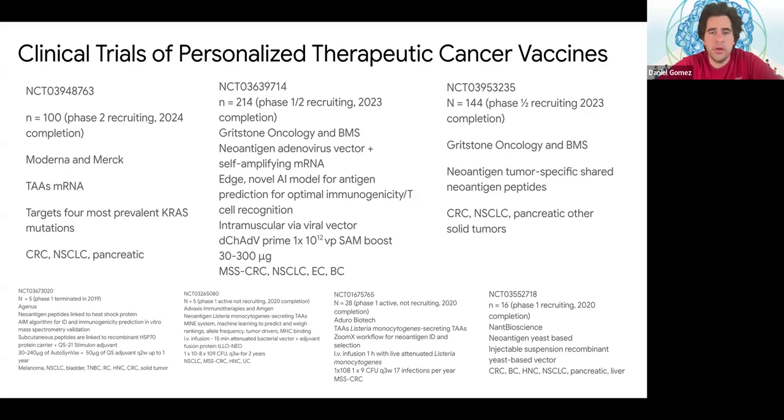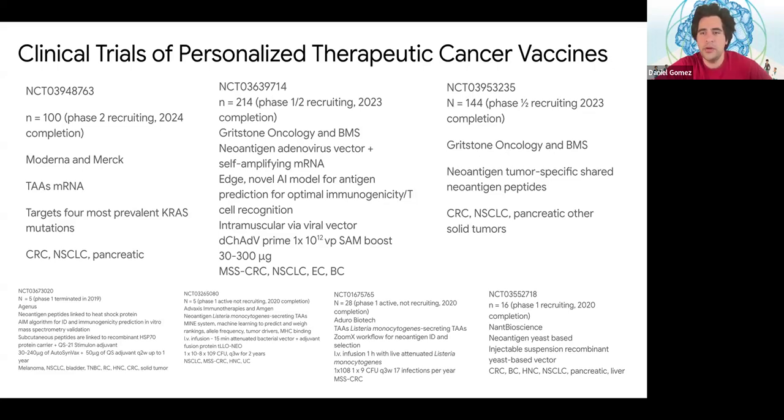vectors helping amplify mRNA, a novel AI model for antigen prediction, and optimal immunogenicity and T cell recognition, intramuscular via viral vector, using a ChAdV prime of 1 by 10^12 VP with a SAM boost. That's 30 to 300 micrograms. So that's an adenovirus, viral delivery.